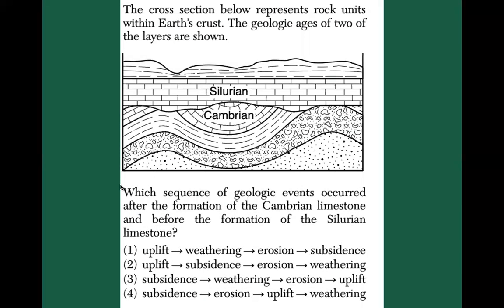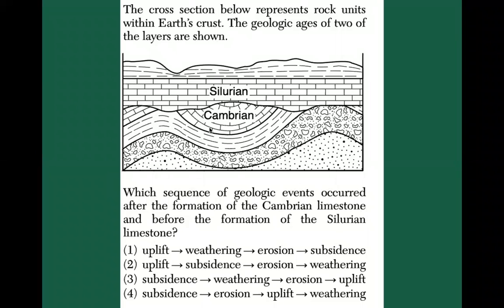Well, this is a question that was on the June Regents from 2019, and it really threw a lot of people. It says the cross-section below represents rock units within Earth's crust. The geologic ages of two of the layers are shown. Which sequence of geologic events occurred after the formation of the Cambrian limestone and before the formation of the Silurian limestone?